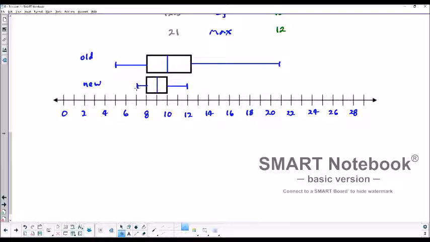The new drug acts between 7 and 12 minutes, so that's only a 5-minute window. And then 50% of the data for the new drug is between 8 and 10 minutes. So the IQR is much smaller here. And then for the old drug it goes from 8 up to 12 minutes. So that's 4 minutes. So the new drug is more consistent and more reliable in this case.